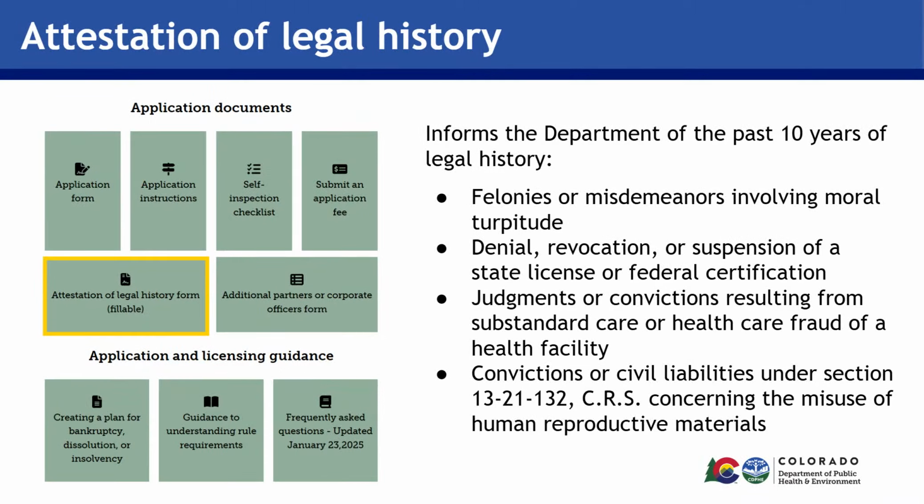All applicants must submit a signed attestation of legal history informing the department of any felonies or misdemeanors involving moral turpitude, denials, revocations, or suspensions of a state license or federal certification, judgments or convictions resulting from substandard care or healthcare fraud of a health facility, or convictions or civil liabilities under Section 13-21-132 CRS concerning the misuse of human reproductive materials.